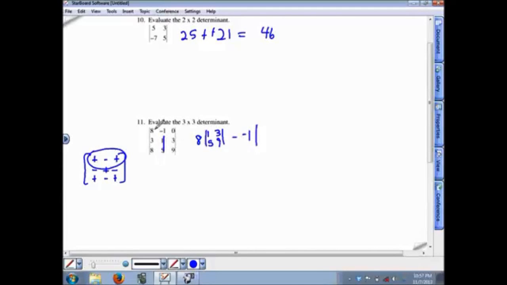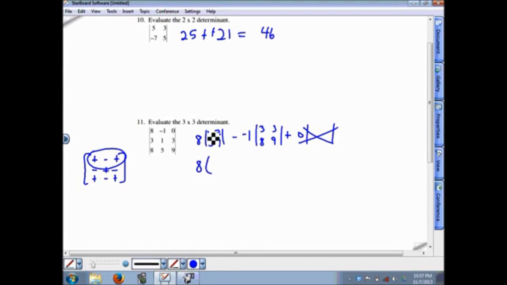And now the minor, if we cross out the row and the column there, we're going to have a minor of 3, 8, 3, 9. I move over to the next one, and we add the next. This one tells us to add the next cofactor, but the next cofactor is 0. So it doesn't matter what its minor is. 0 times anything is 0.